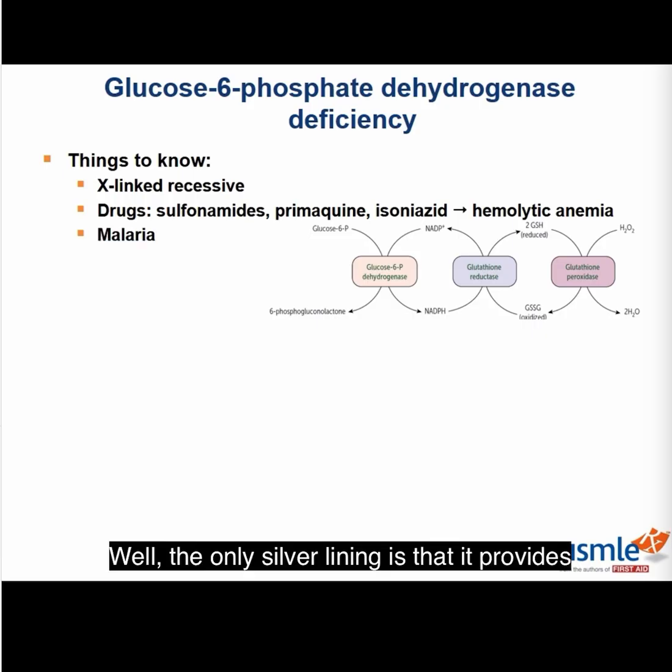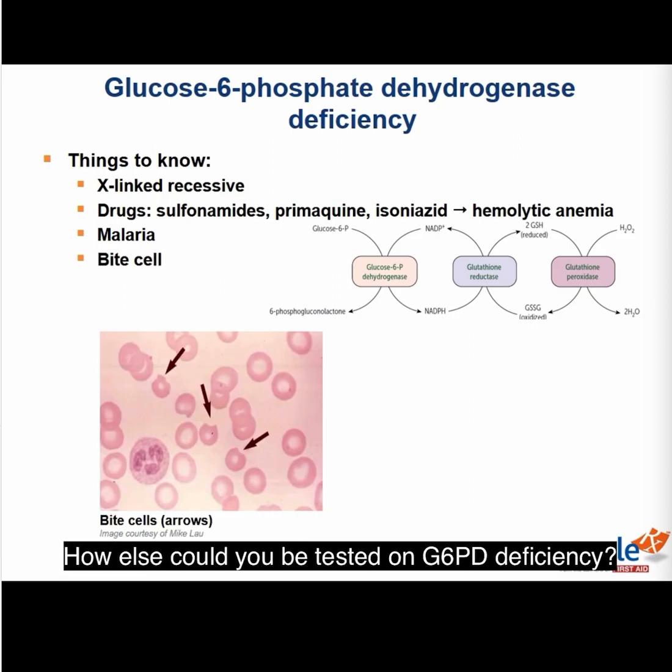With so many negative side effects of G6PD deficiency, are there any positives to having the disease? Well, the only silver lining is that it provides some resistance to malaria, possibly by causing higher levels of oxidative stress. How else could you be tested on G6PD deficiency?